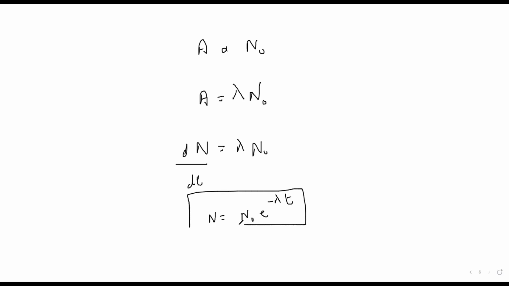N naught is the maximum number, N is the number of nuclei present at a certain time interval. Lambda is a decay constant which varies from element to element, and t is the time interval for which we are finding. Then what is a half-life? Half-life means the time taken by half of the radioactive nuclei to disintegrate.